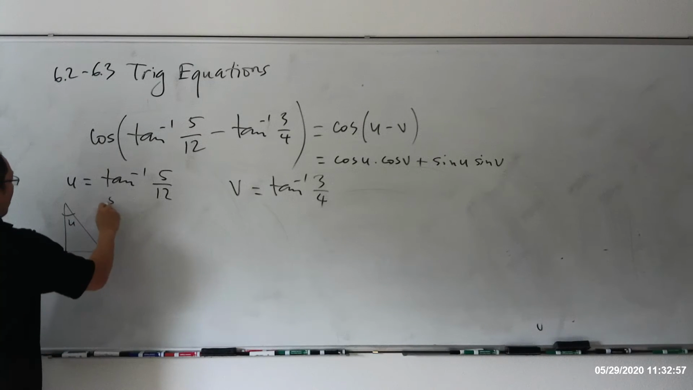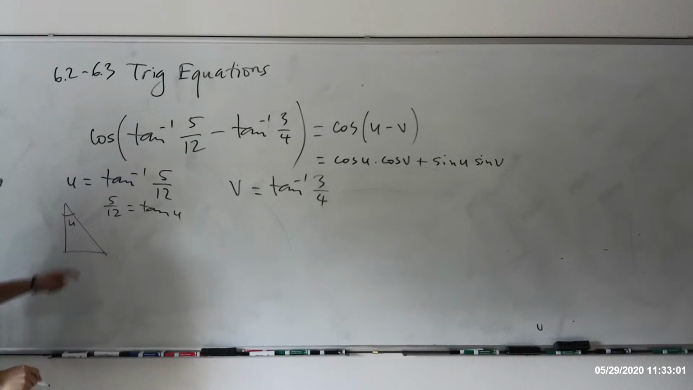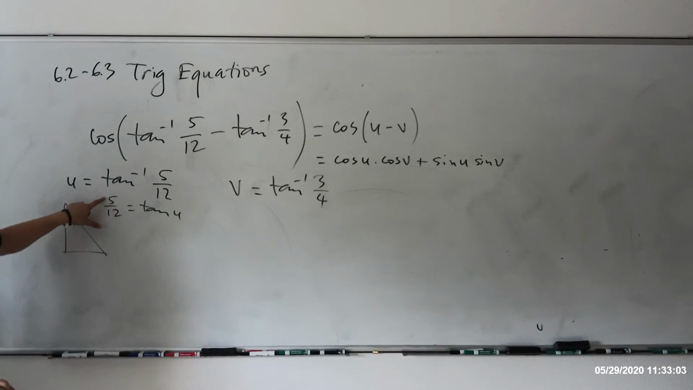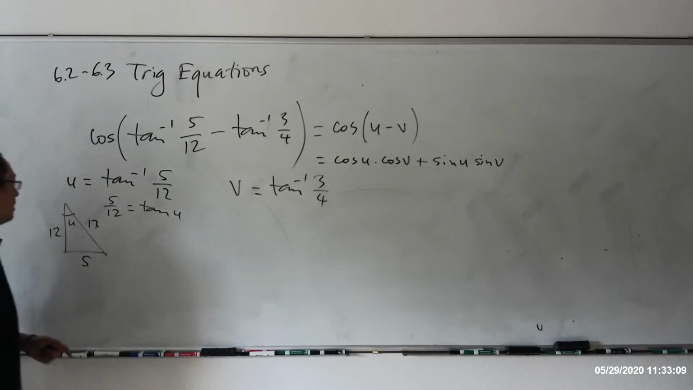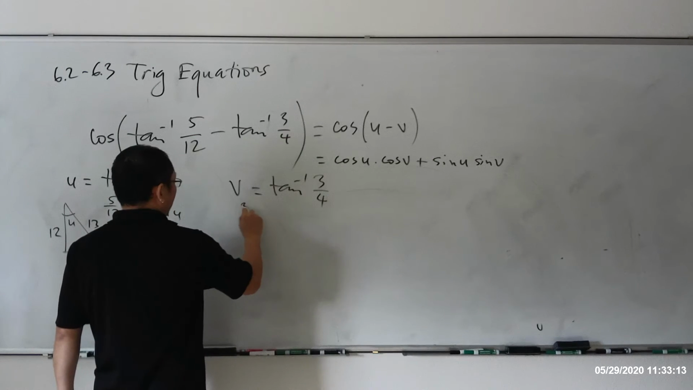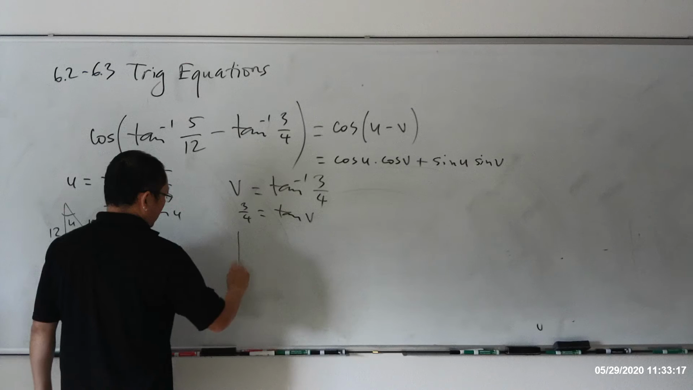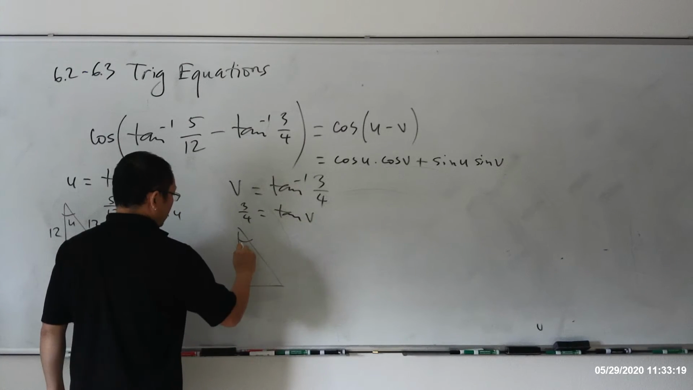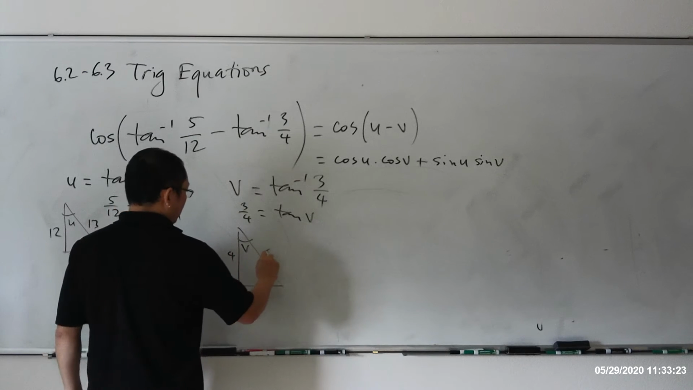This means 5 over 12 is equal to tangent of u. Tangent is opposite over adjacent, so 5 here, 12 here. This is 13, we just calculated it. And then 3 over 4 is tangent of v. I draw another right triangle. This is v right here. Opposite is 3, adjacent is 4, so this is 5.